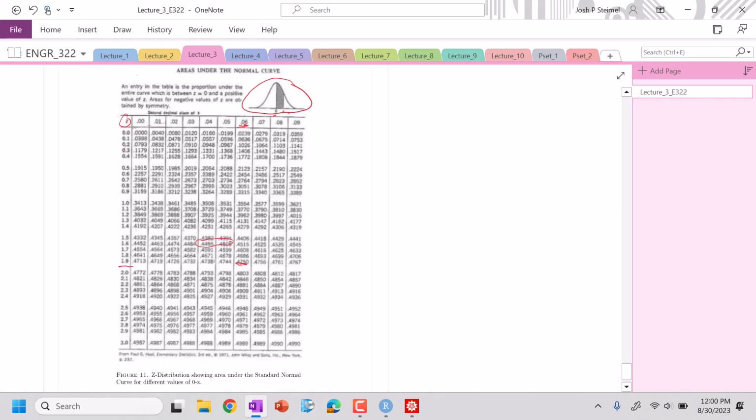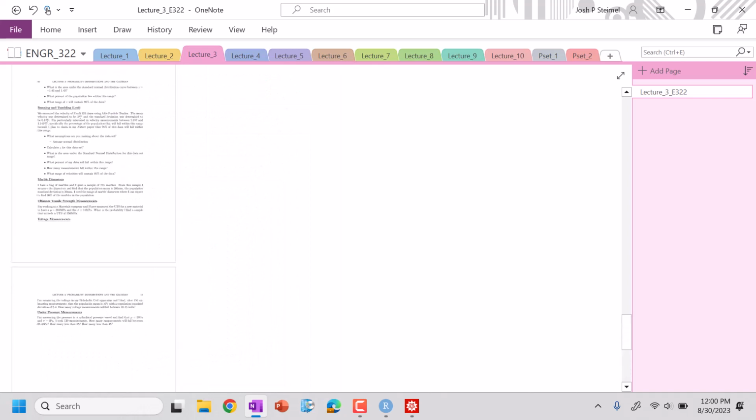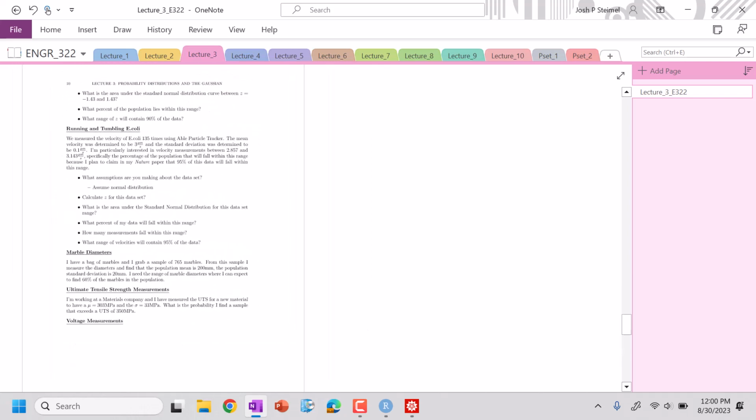And we're going to get into some examples right now and how we can actually apply this and how we can solve.